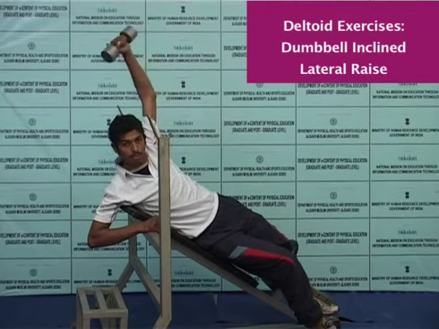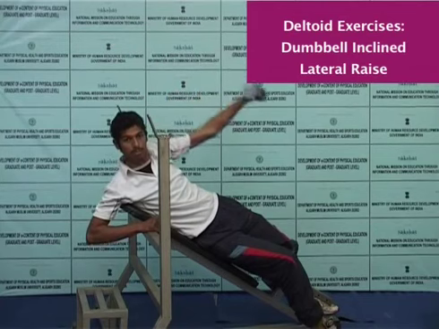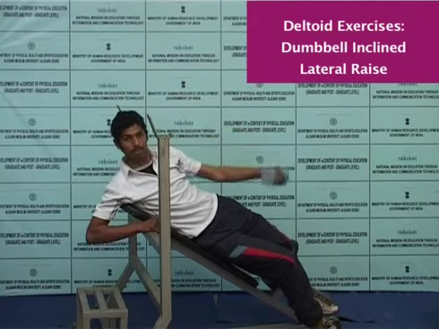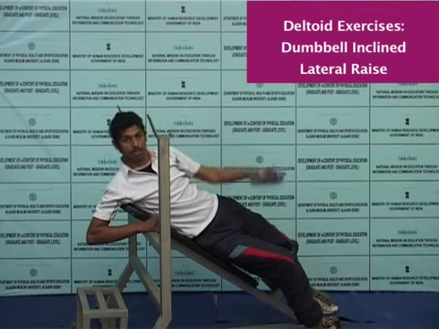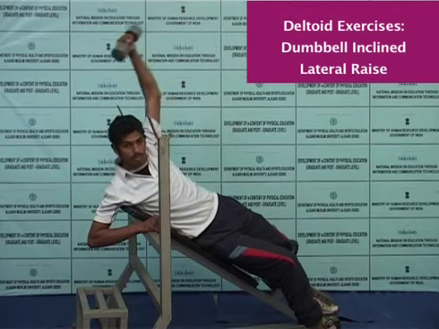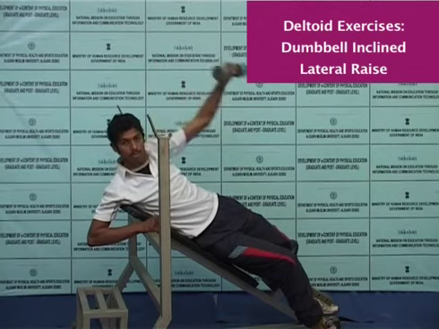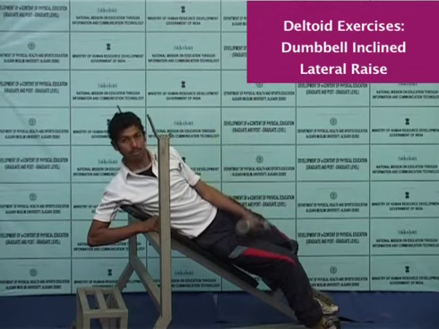Lower leg position on the front side of the seat and upper leg on the back side of the seat. Position the dumbbell inside of the lower leg and just in front of the upper leg. Now, we are asking the subject to raise the dumbbell until the upper arm is perpendicular to the torso. Maintain the slight fixed bend in the elbow throughout the exercise.